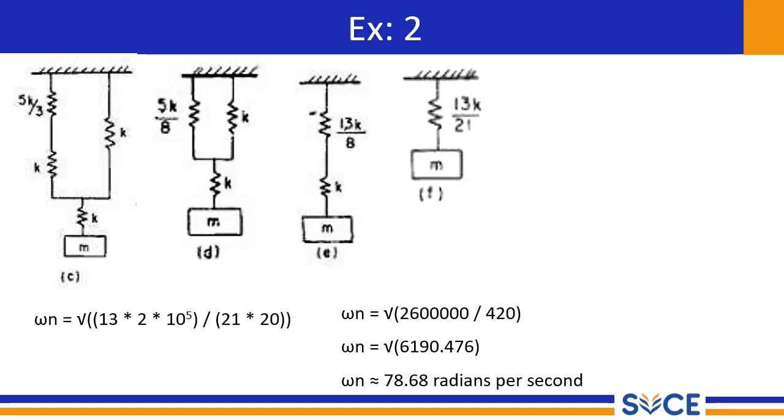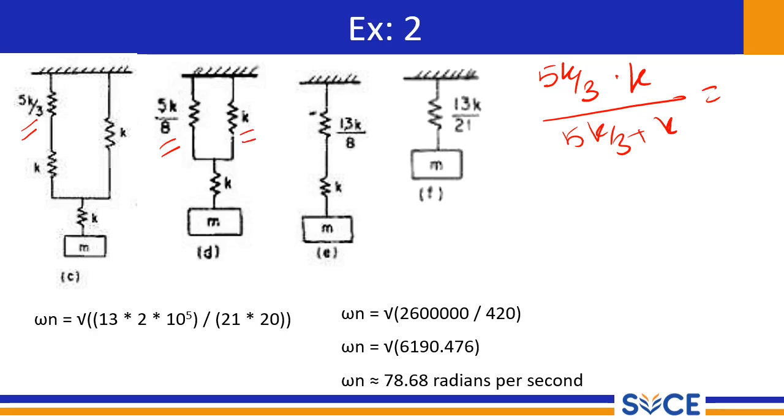We are continuing our analysis from the previous slide, where we left off at this juncture: 5K by 3 is connected in series with K. In that case we get the equivalent stiffness by 5K by 3 into K divided by 5K by 3 plus K, which will give you 5K by 8. Now the system is rearranged so that the 5K by 8 spring is connected in parallel with K. So we have to add these. This addition will give you 13K by 8.